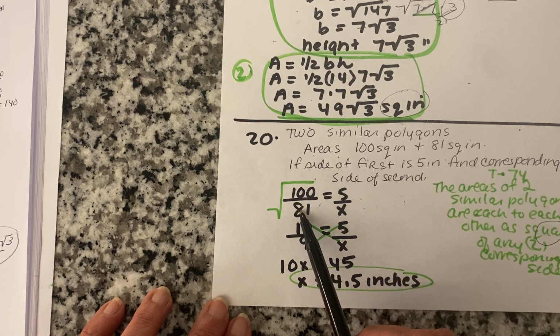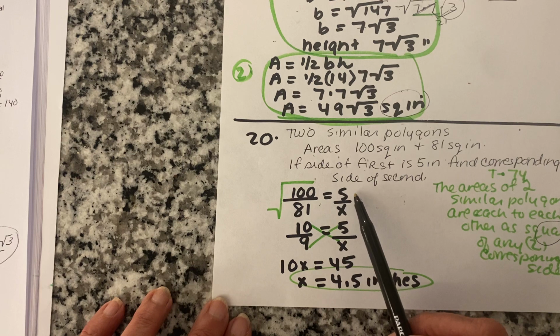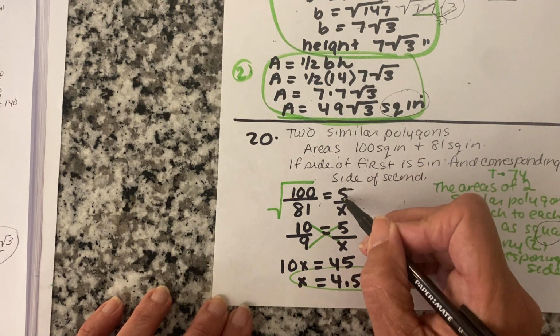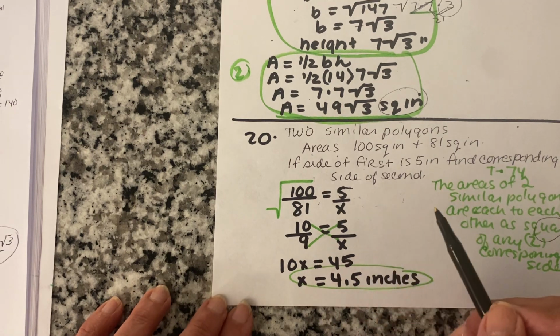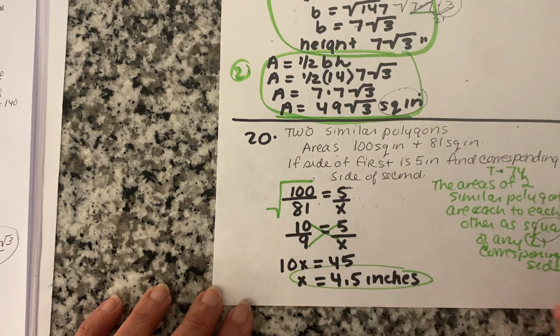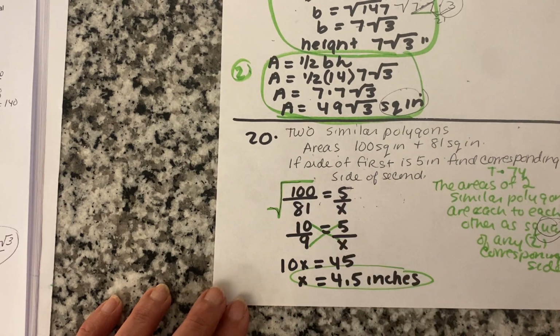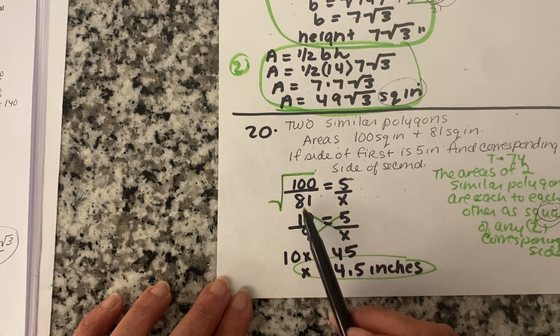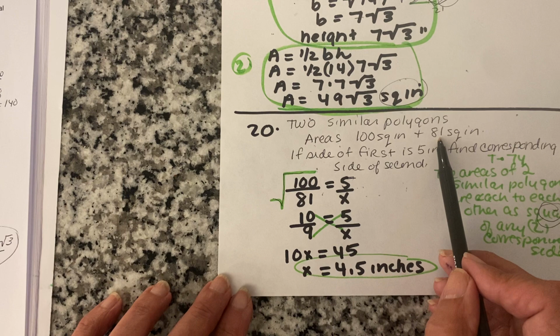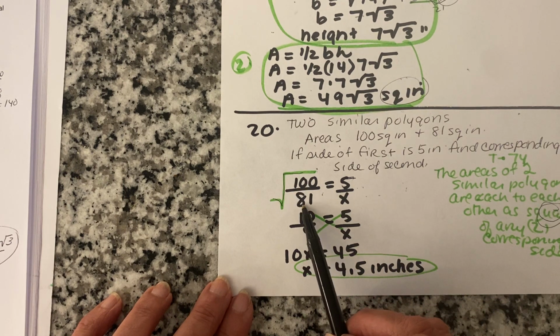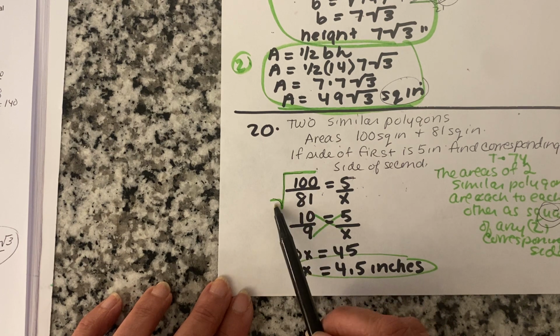So 100 over 81 equals, and then we have 5 inches to what number? So now, of course, it's the squares. So we have to take the square root of the areas, because the areas are the squares of the sides. So we take the square root. Just remember, this gives you a clue that they're giving you an easy number. So anyway, the square root of 100 is 10. The square root of 81 is 9, because 9 times 9 is 81, right? So 10 over 9. We can get rid of the square root.